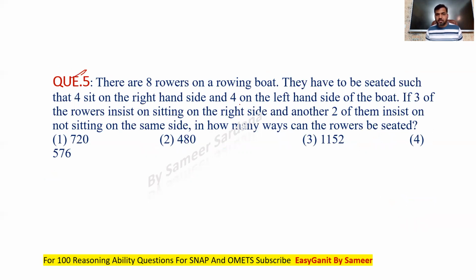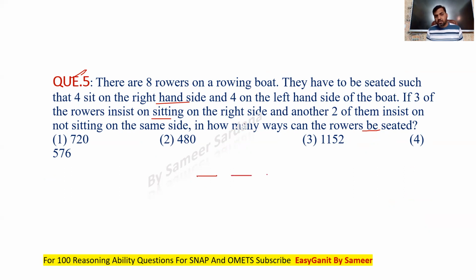Question number 5. There are 8 rowers on a rowing boat. They have to be seated such that 4 sit on the right hand side and 4 on the left hand side of the boat. 3 of the rowers insist on sitting on the right hand side and another 2 of them insist on not sitting on the same side. In how many ways can the rowers be seated?